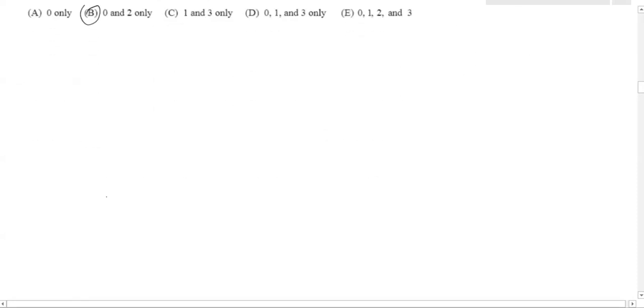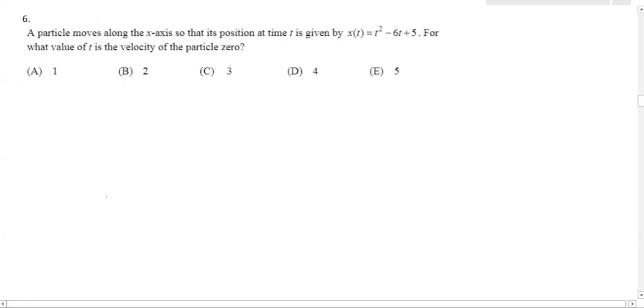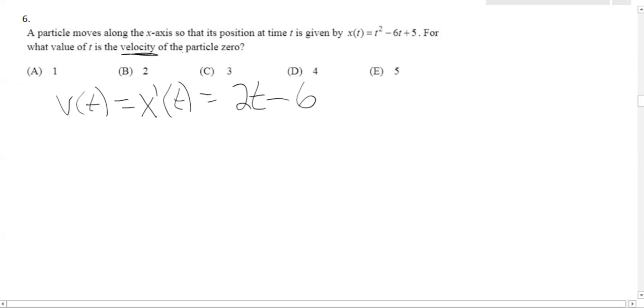Okay. Number 6, a particle moves along the x-axis, so its position at time t is given by x of t. For what values of t is the velocity of the particle 0? So remember, velocity is the derivative of position. So that would be x prime of t, which is 2t minus 6. We want to know when the value of velocity is 0. So we would set this equal to 0.